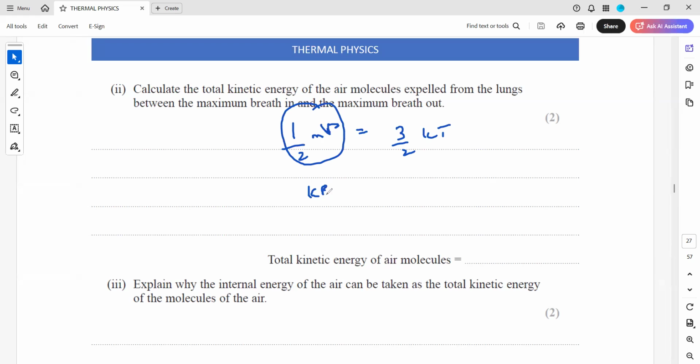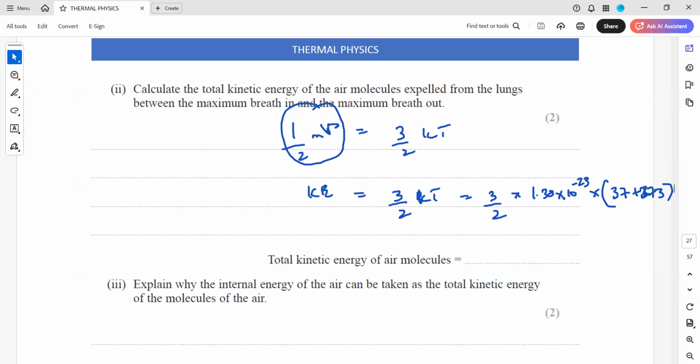So I need the kinetic energy. Kinetic energy will be equal to 3 by 2 kT. So this will be 3 by 2, where k is the Boltzmann constant, which again has a fixed value, 1.38 into 10 to the power minus 23, multiplied by the temperature, 37 plus 273. This is the kinetic energy for one particle.